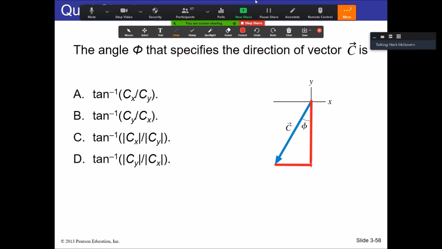So one thing that's consistent, never changes: tangent is opposite over adjacent. But opposite can be x or y, and adjacent can be x or y, depending on how you define your angle. In this case, the opposite is x, and the adjacent is y. And so it looks to me like C is correct.